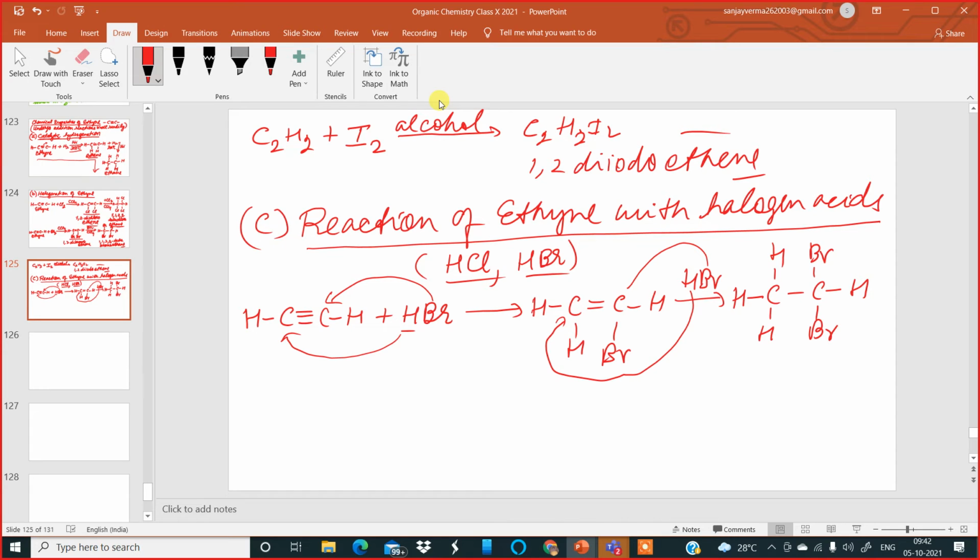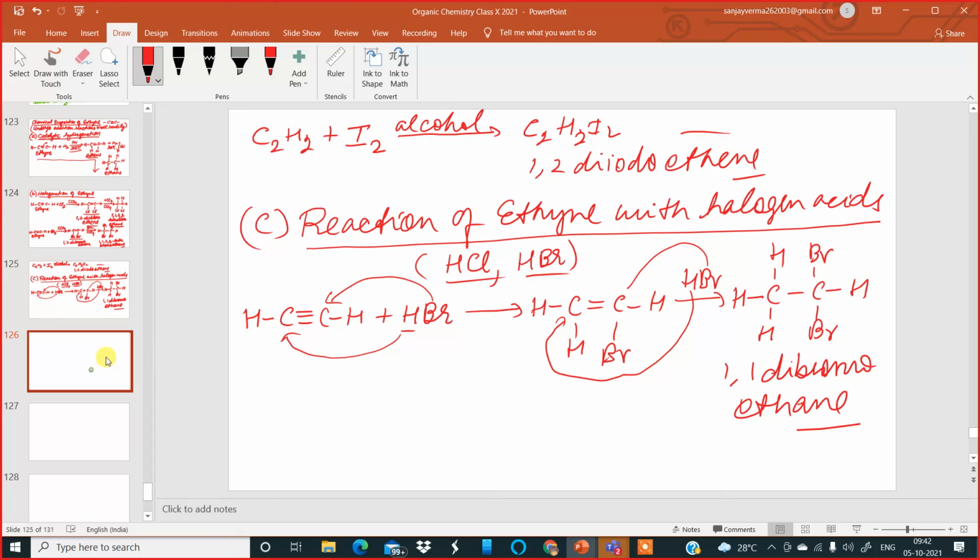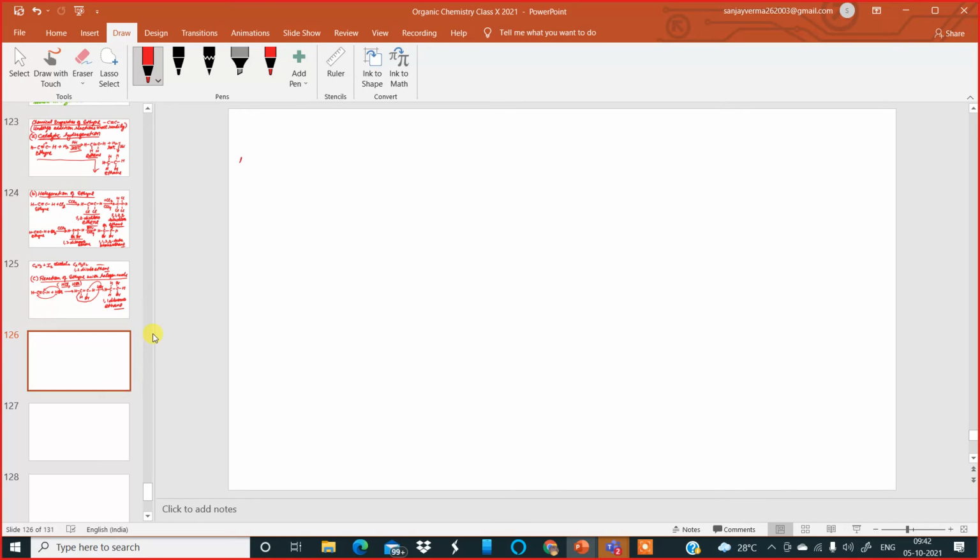So here I will get HC single bond CH, and then over here two hydrogens, over here two bromine atoms. This compound is 1,1-dibromoethane. That is how you get the reaction of ethyne with the halogen acid, that is hydrobromic acid, HBr. Okay. Then this reaction, note that it happens at room temperature normally. Then the next one under reaction of ethyne with halogen acid is reaction of ethyne with hydrochloric acid. So that's the equation over here on the screen: HC triple bond CH with HCl, hydrochloric acid.